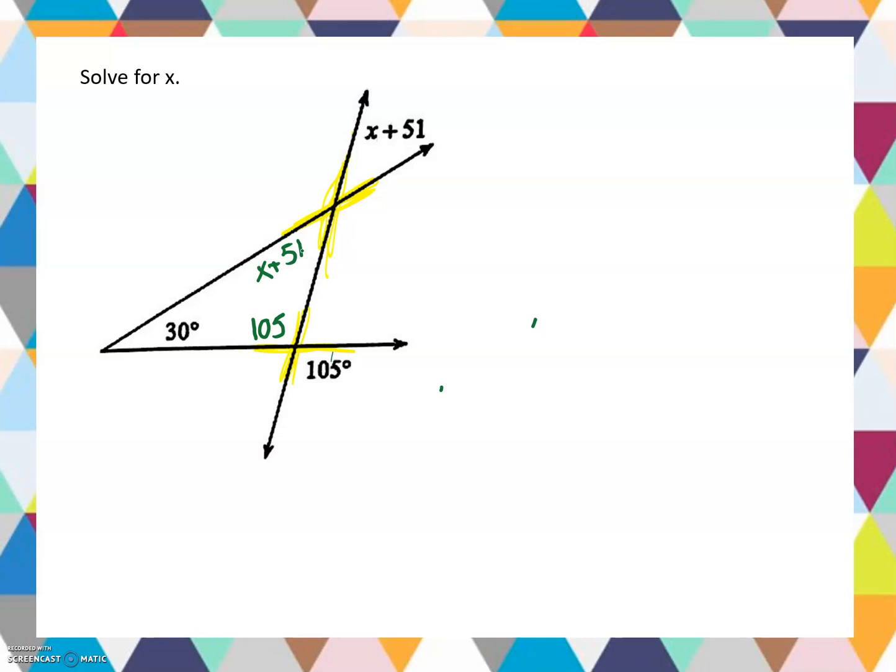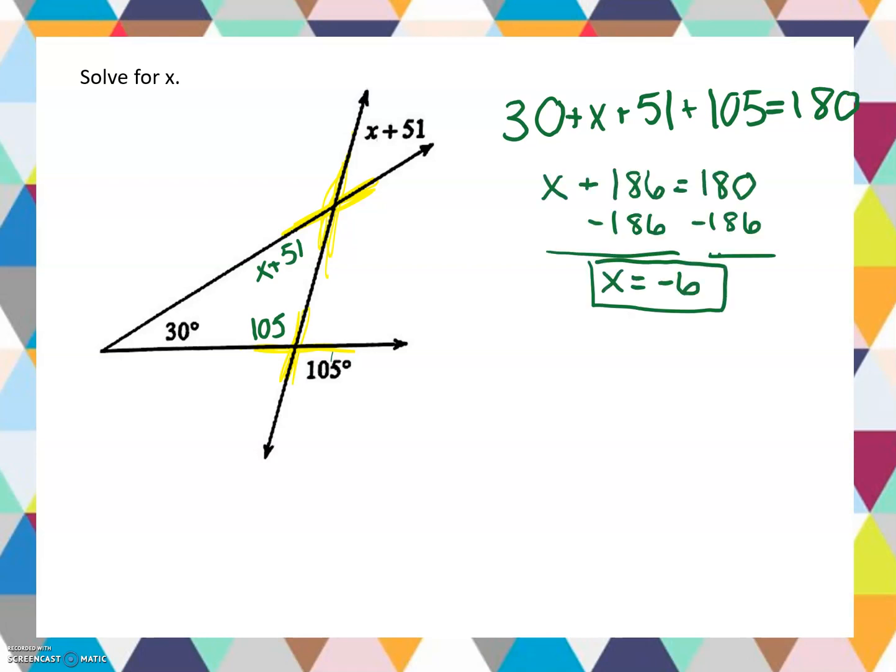Now using the idea that the sum of the angle measures in a triangle is 180, we can just set this up into a nice equation. Right? We have the first one 30 plus x plus 51, second one plus 105 equals 180. And then you would just solve from there. And when you go through the math, you'll end up with an answer of x equals -6. Now remember that x can be negative as long as when you plug it back in, you don't get a negative angle measure. So this is allowed.